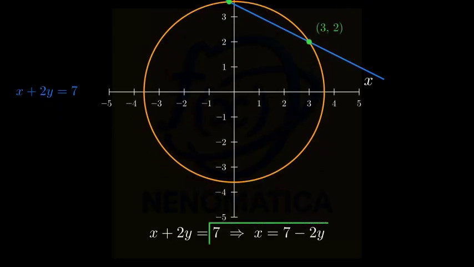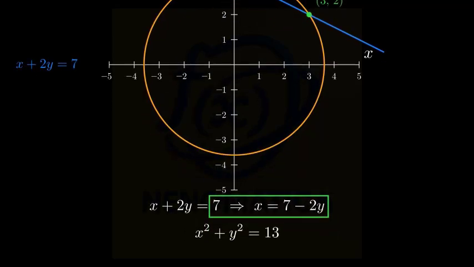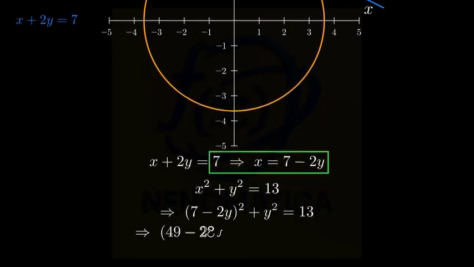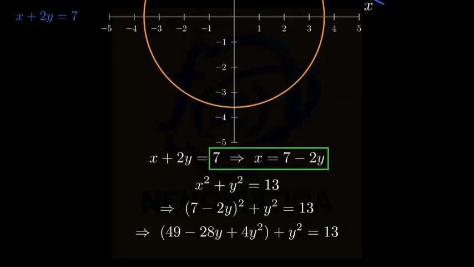First, from x plus 2y equals 7, solve for x equals 7 minus 2y. The second equation is x squared plus y squared equals 13. Substitute x equals 7 minus 2y into the second equation. That gives (7 minus 2y) squared plus y squared equals 13. Expand the square: 49 minus 28y plus 4y squared plus y squared equals 13. Combine like terms to move everything to one side.